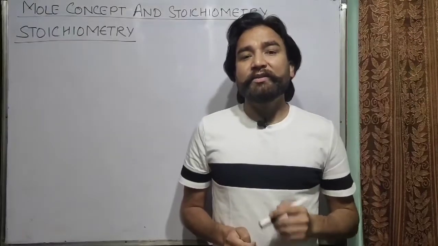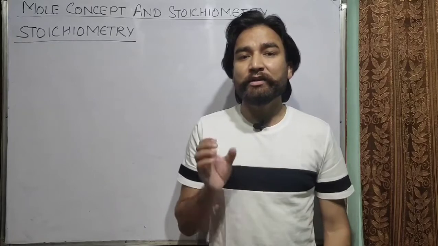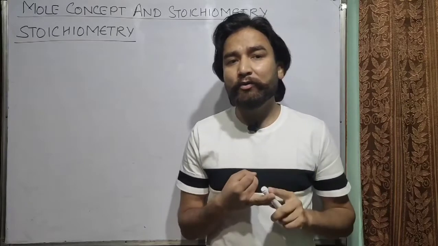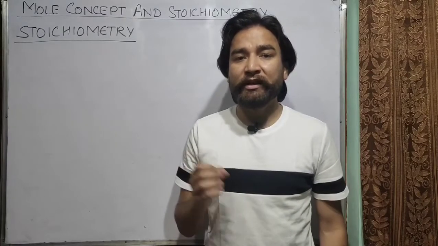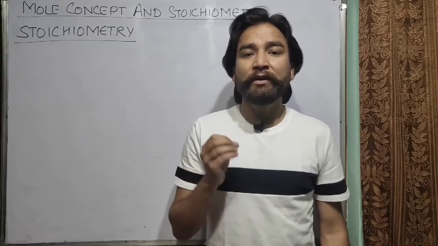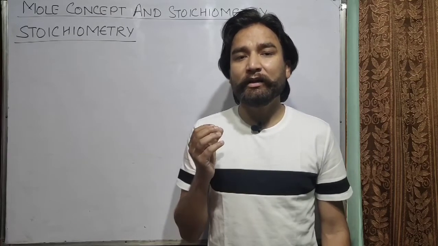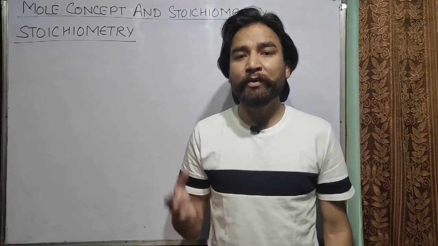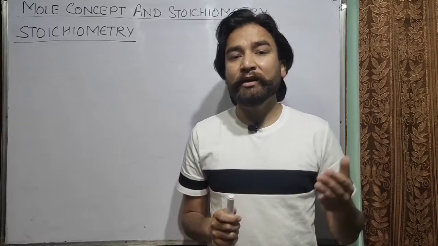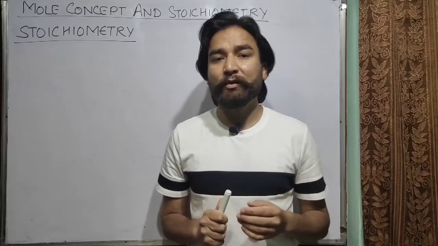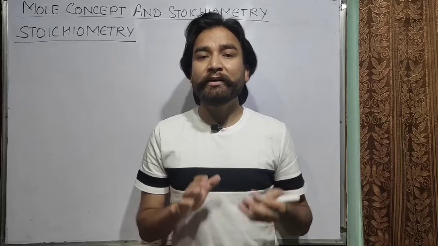The next topic is stoichiometry. The concept of stoichiometry gives us the relationship between the amount of reactants and the amount of products in a chemical reaction. With the help of stoichiometry, we can find out how much reactant is required to form a particular amount of product, or how much product can be formed with a particular amount of reactant.